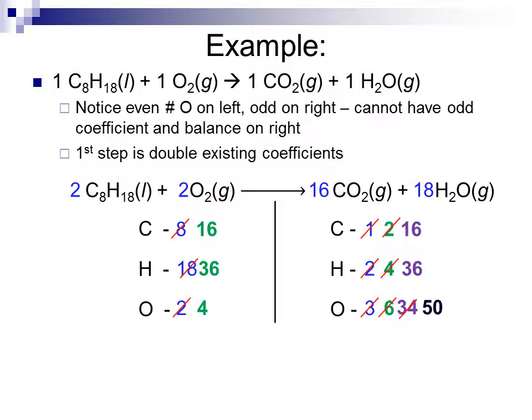So now we only have 4 oxygens on the left and we have 50 on the right. So to balance the oxygen on the left, we have to change the coefficient to make 50. If I put a 25 in front of the oxygen, that will make a total of 50. Now I have 16 carbon, 36 hydrogen, 50 oxygen, and 50 oxygen. I have a balanced chemical equation.